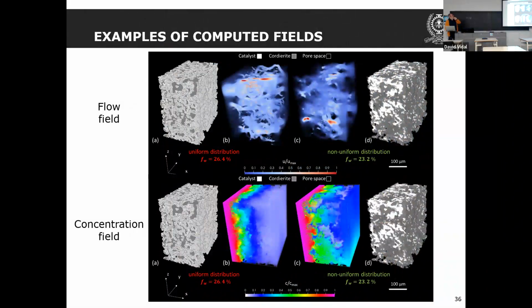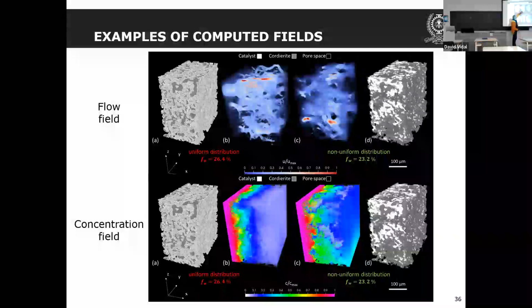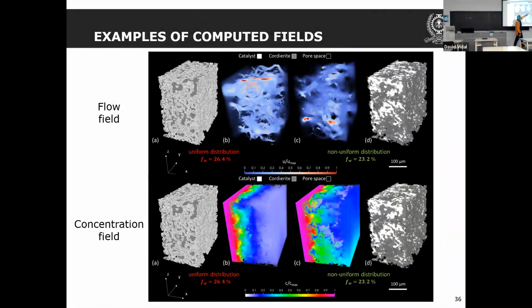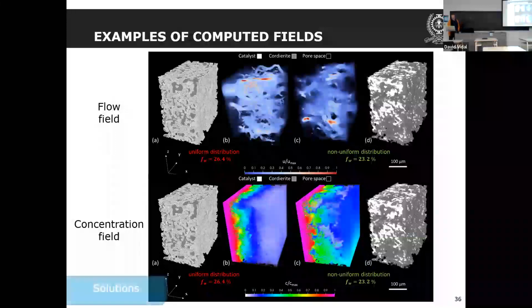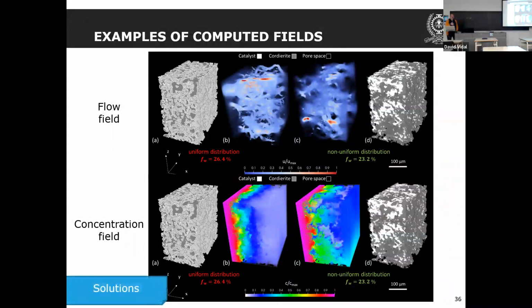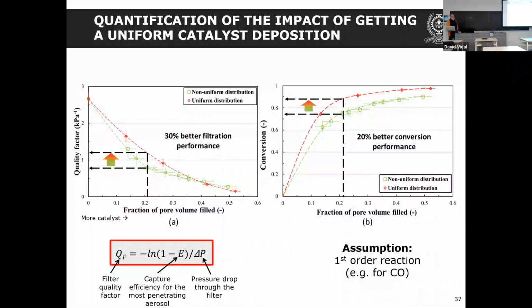Another snapshot of the flow fields. For a uniform distribution, this is the flow field that we get. For a non-uniform one, this is the flow field, and eventually we solve also for the concentration field. If you look at the modeling cycle, this is the solution part of the modeling cycle. Just a few snapshots of the results that we gathered.